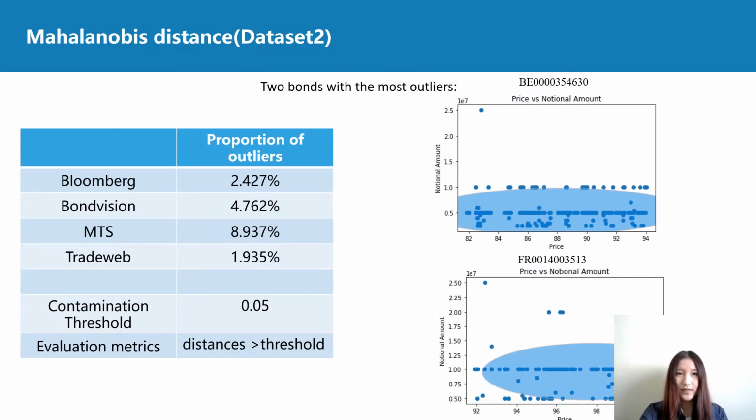Similarly, this method is applied to the corporate data size as well. Here only two scatter plots of the two bonds with the most outliers are shown. It can be seen from the second scatter plot that, except for the huge amounts, very few transactions can also lead to anomalies. The table illustrates the proportion of outliers for each platform. It can be seen that MTS and BondVision have a higher proportion, which means it is more likely to have an abnormal transaction on these platforms.